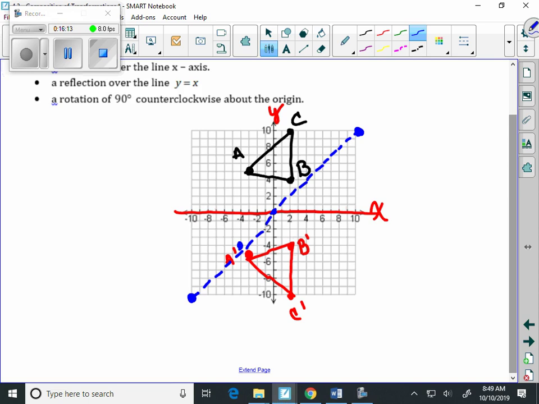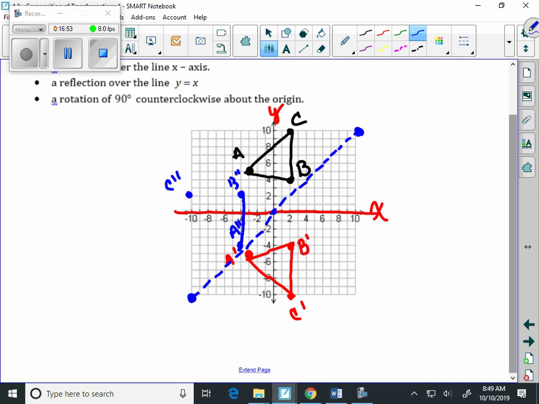And then with point B, 1, 2, 3, 4, 5, 6 up to the blue line, and then 1, 2, 3, 4, 5, 6. There's our new B. And our letter C is 1, 2, 3, 4, 5, 6, 7, 8, 9, 10, 11, 12 over here on the other side. There's our next value of C.